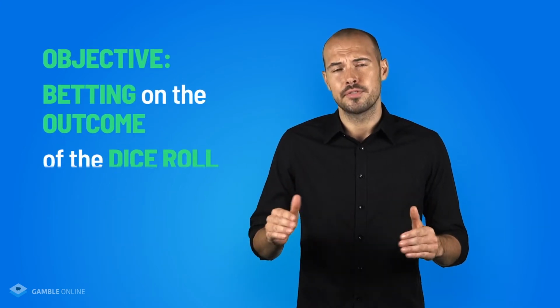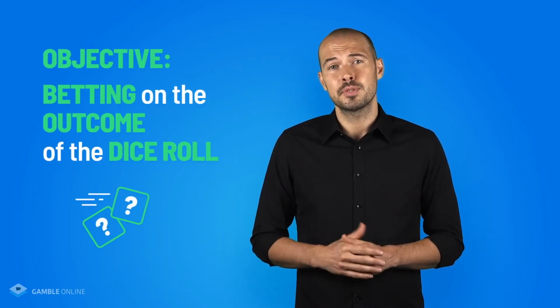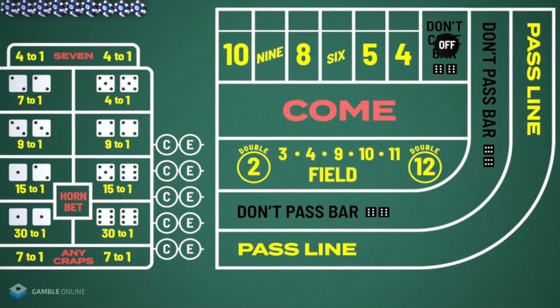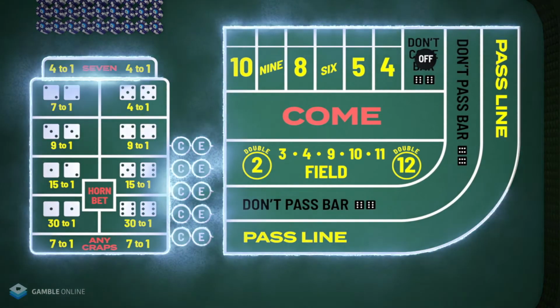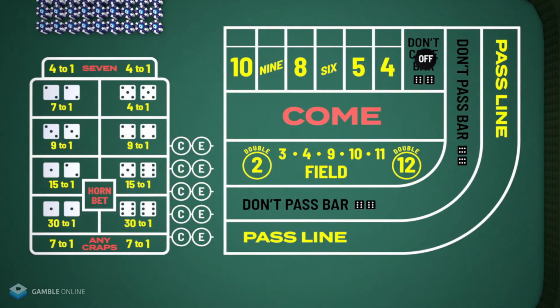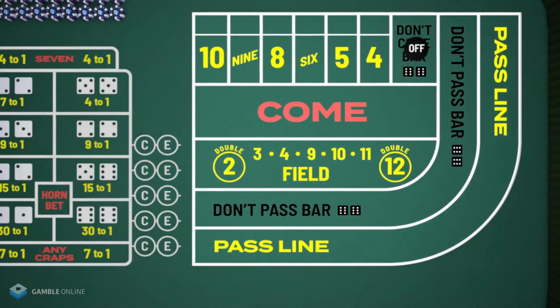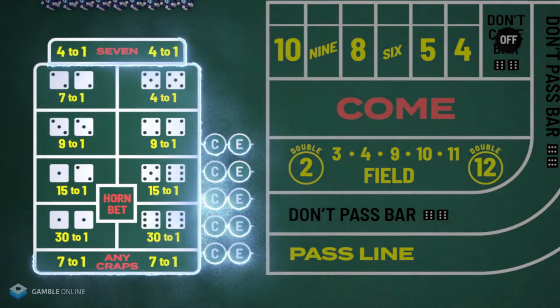So what's the object of craps? Well, in simple terms, players are betting on what they think the outcome of a dice roll will be. This is what the craps table looks like. Yes, lots of betting options on the table that may look intimidating, but I'll break down everything you need to know to help you get started in the wonderful world of craps.